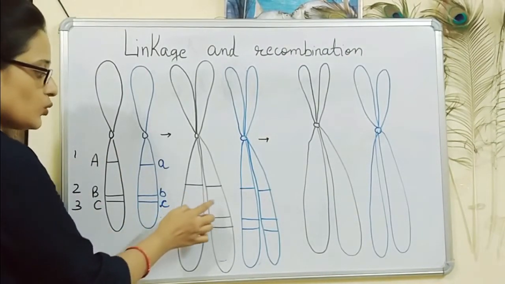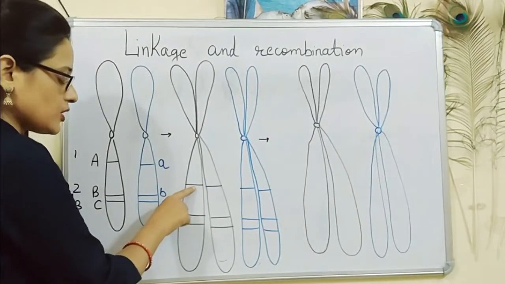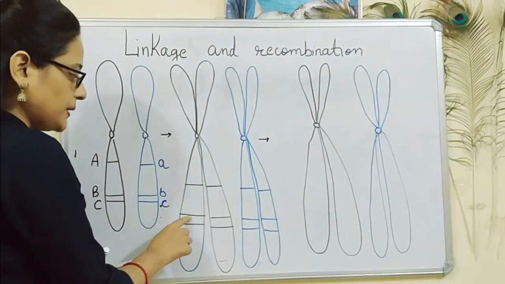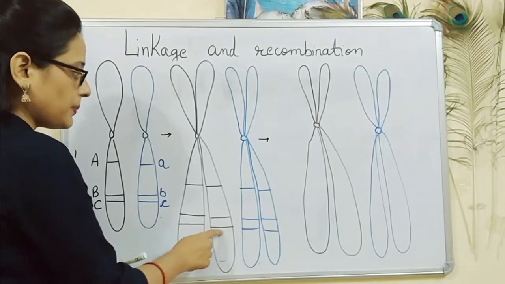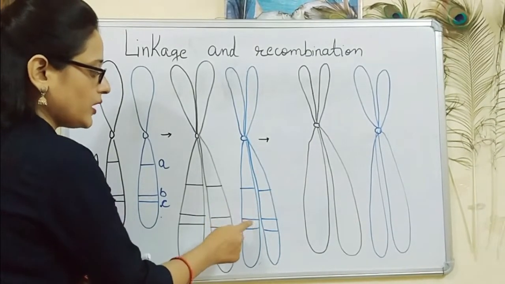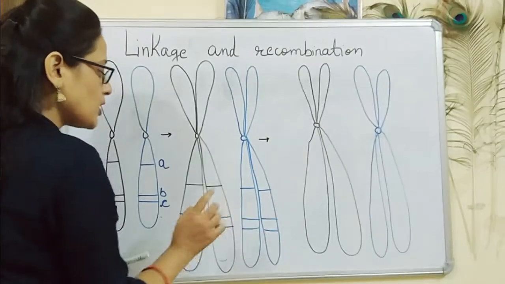As these are the two replicated forms, this one will also have allele A, A, capital B, capital B, capital C, capital C. These two will have small a, small a, small b, small b, small c, small c.